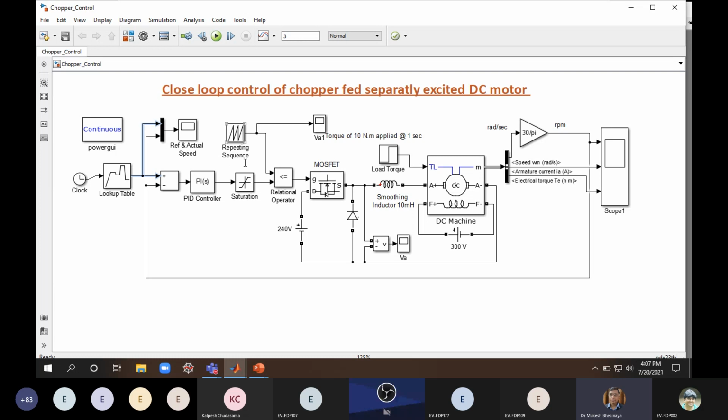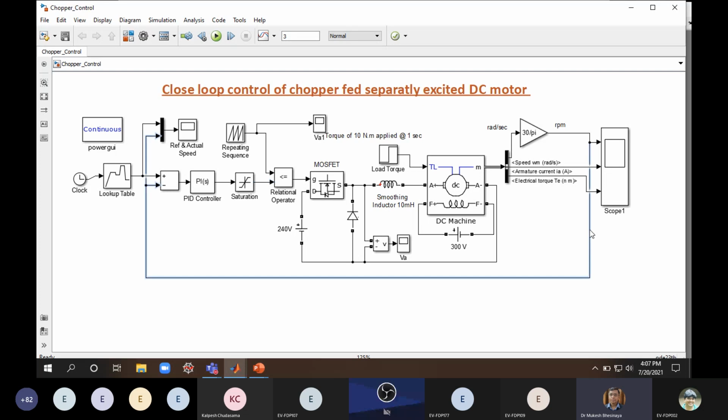So this diagram is saying, you see here, you have a comparator, you have a repetitive sequence here, and the other input given to this comparator is this one from the controller. So now you have a PID controller, proportional integral derivative controller. This controller will generate the reference signal which is compared with this repetitive sequence, and finally the duty cycle will be generated.